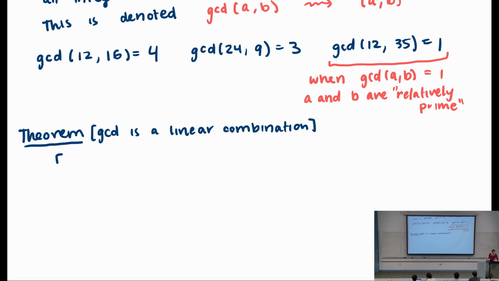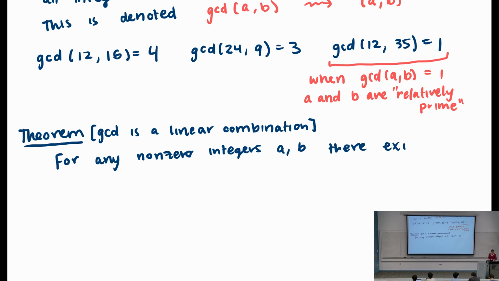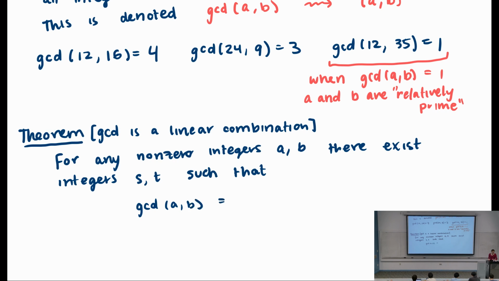So this is what it says: for any non-zero integers A and B, there exist integers s and t such that we can write GCD of a comma b as as plus bt. And actually, I'm going to scoot this down.